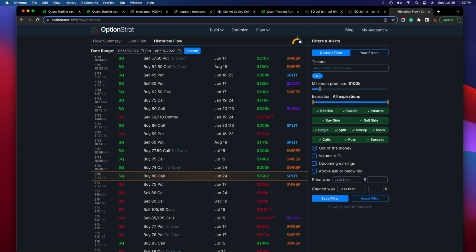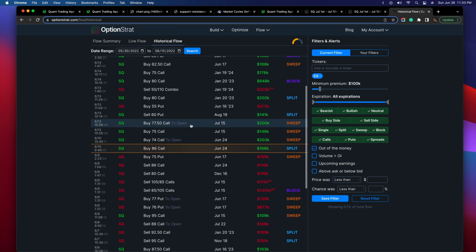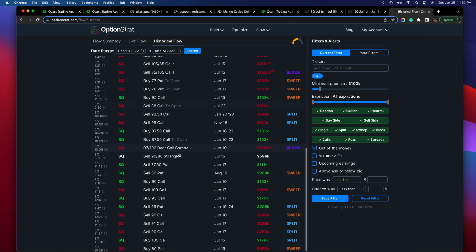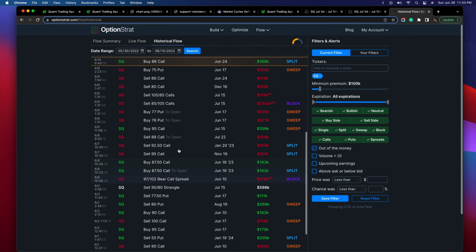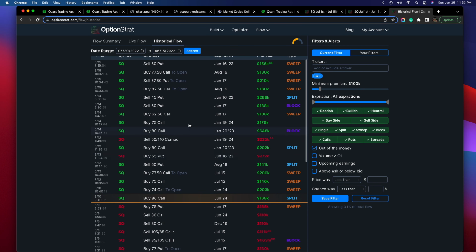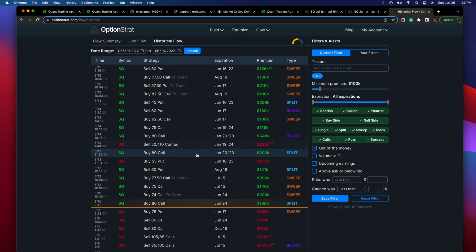This is showing that overall it's about split and neutral according to option strat, but I saw that there was a decent amount of put selling, and on top of that, it was nothing too alarming. Not that this would have stopped me from taking the trade, but it was just to get an extra data point to feel a little bit more confident in the trade.